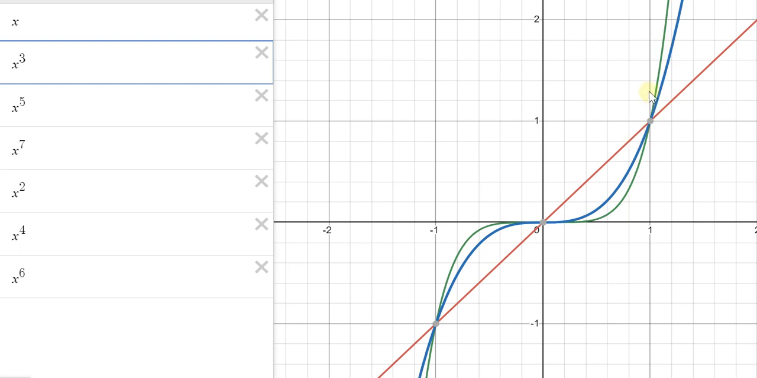The blue is this one, right? This one is x cubed. So it's going to surpass 1 rather rapidly. It's going to rise very sharply, and on the left side, it's going to drop very sharply.